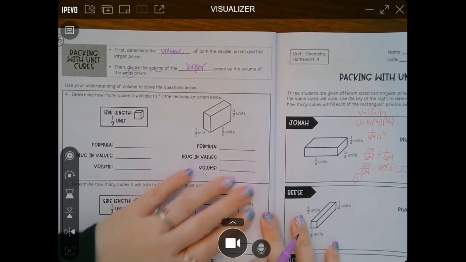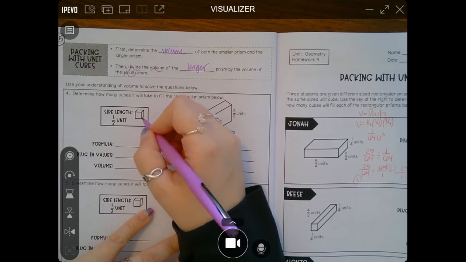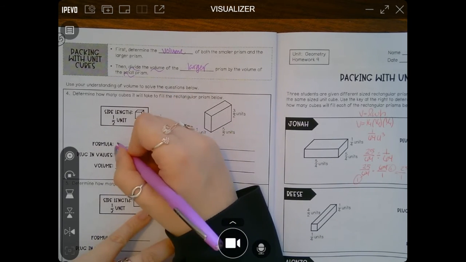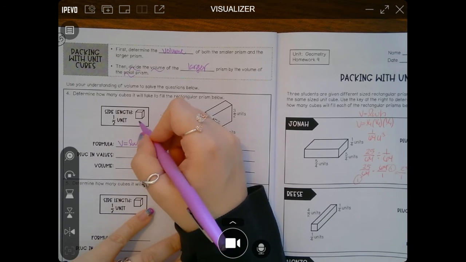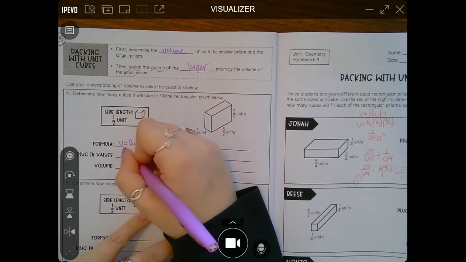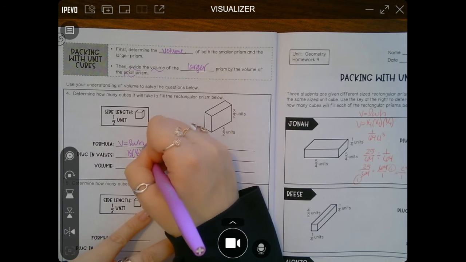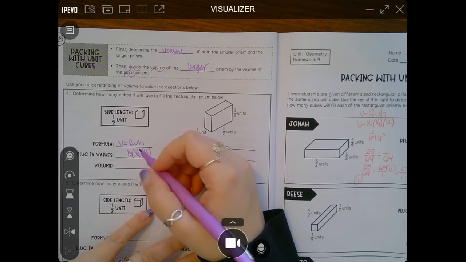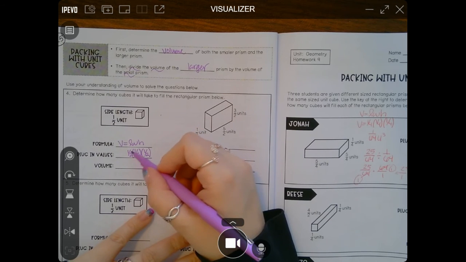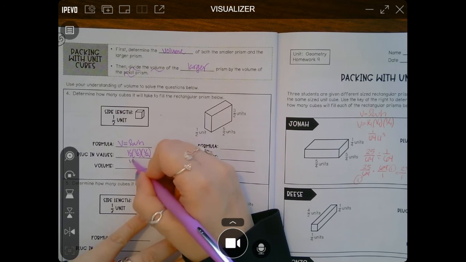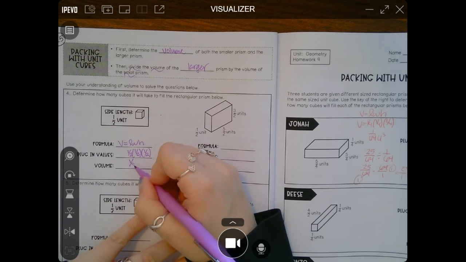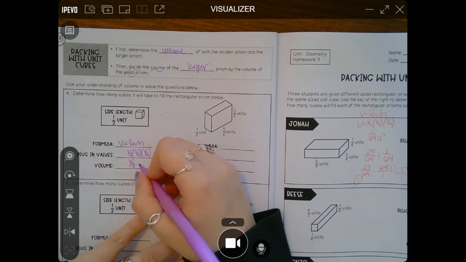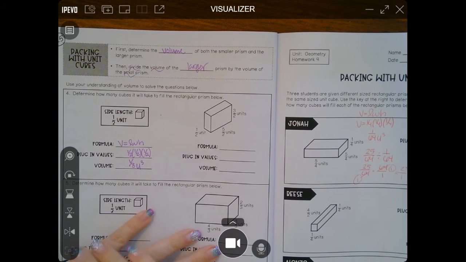So, okay, it's still dealing with a rectangular prism. So length times width times height. And since they told me that each one is a half and it's a cube, we know that they're all a half. So the length, width, and height are all half. So when you go to multiply that out on top, 1 times 1 times 1 is 1. On bottom, 2 times 2 is 4, and 4 times 2 is 8. So this is 1/8 cubic units.